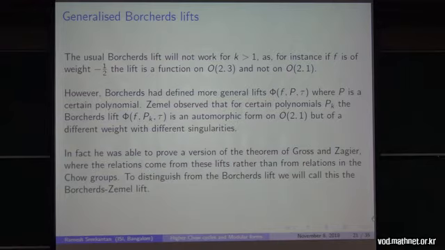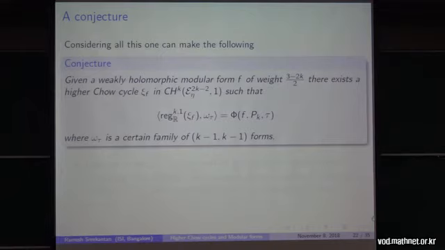To distinguish this from the Borcherds lift, we will call this the Borcherds-Zemel lift. I'm not sure if we use it really. Considering all this, you can make the following conjecture. Given a weakly holomorphic form F of weight 3 minus 2k, there exists a higher Chow cycle psi F in Chow^k, such that the regulator of this, evaluated in a certain (1,1) form, is equal to this Borcherds-Zemel lift. So this is the link.